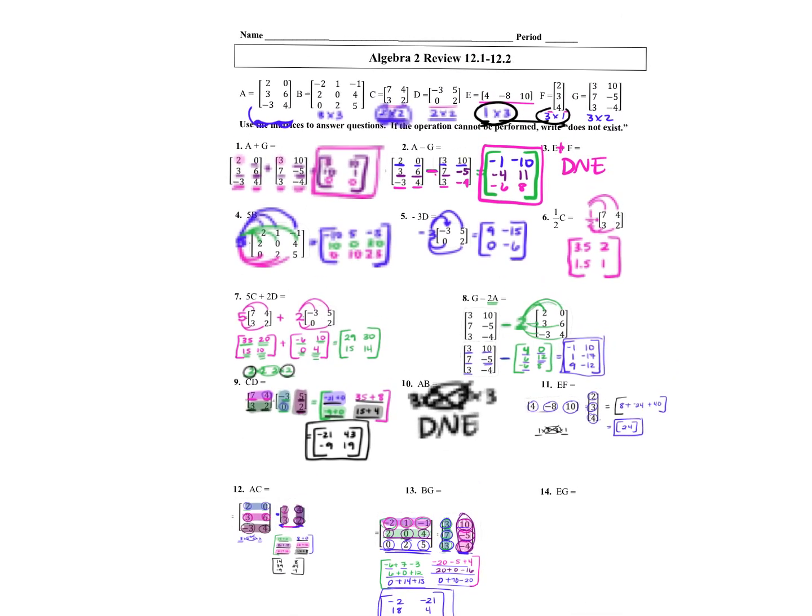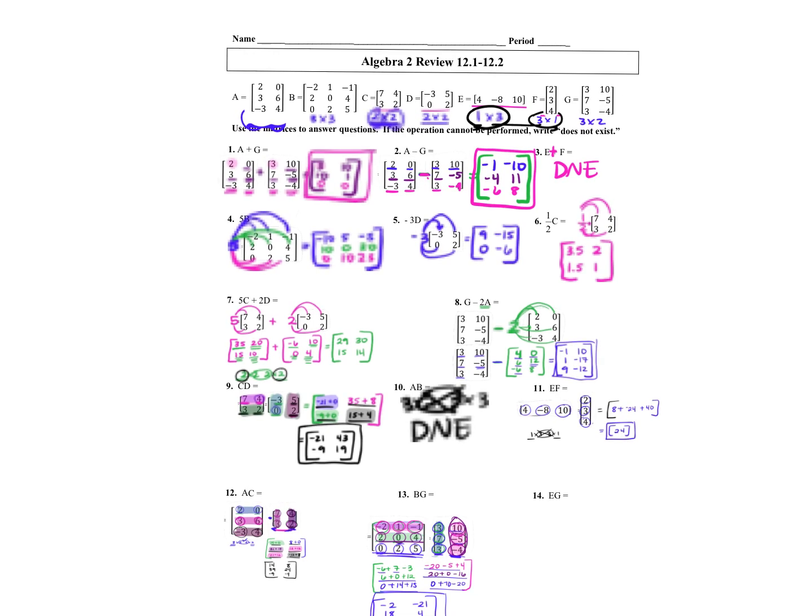Okay. 14 is E times G. So it's a 1 by 3 times a 3 by 2. And that is doable, right? The 3's are the same, so you're going to end up with a 1 by 2. E times G.